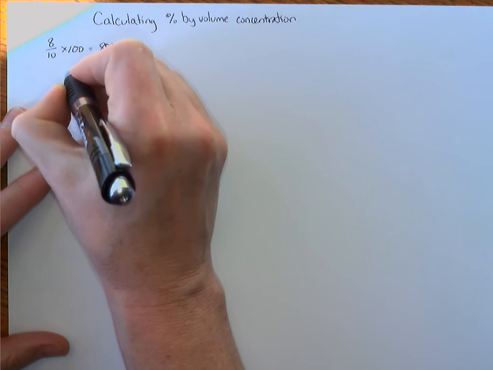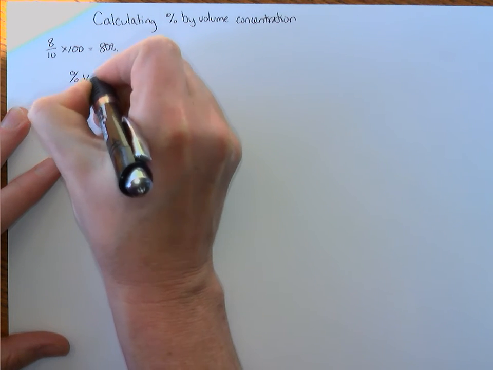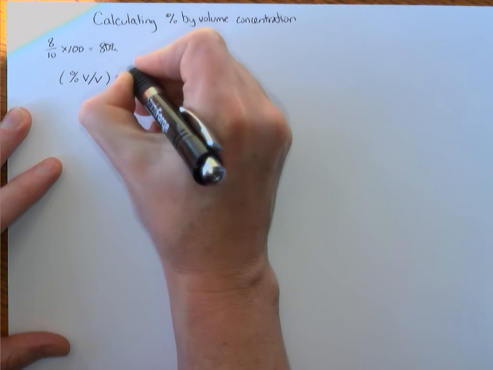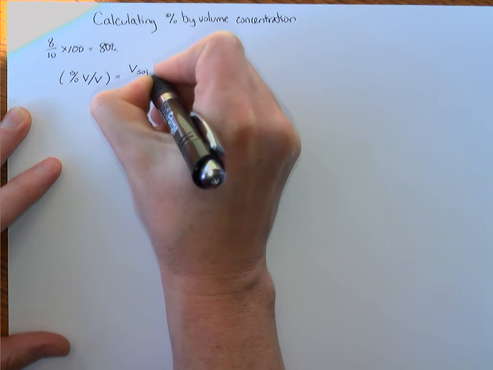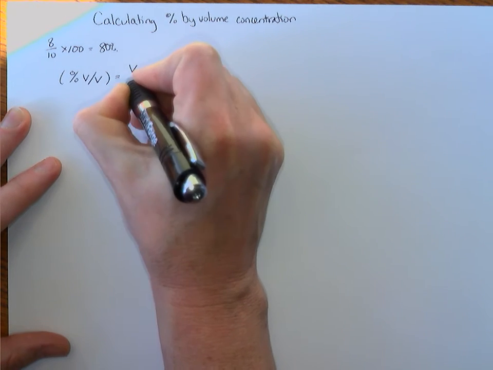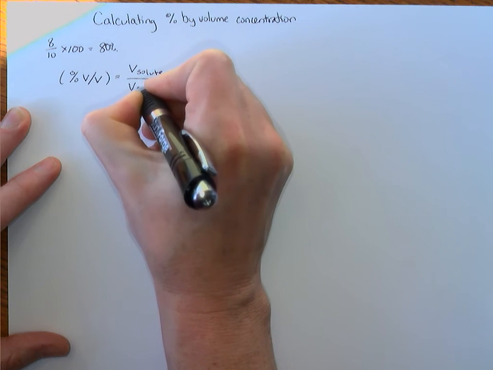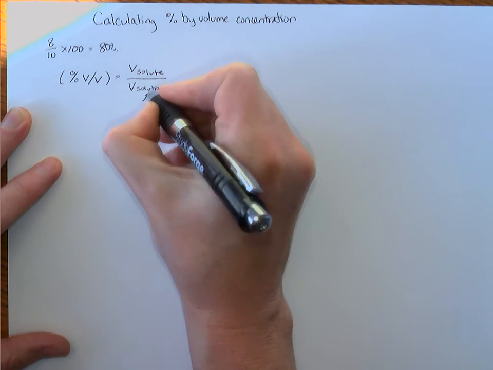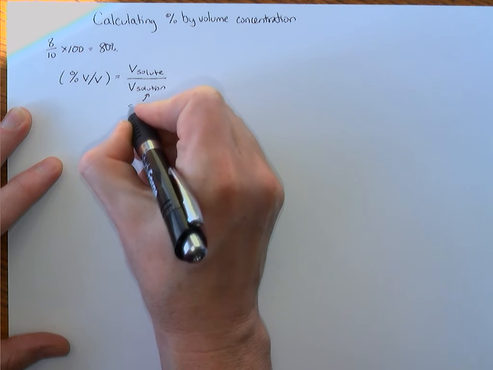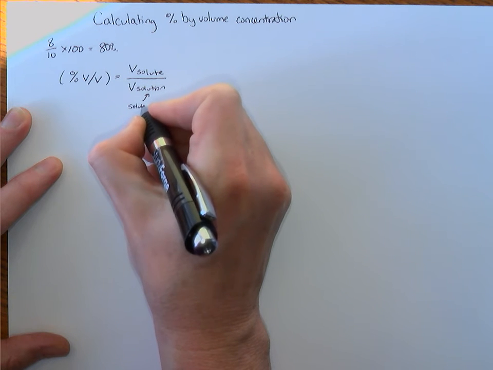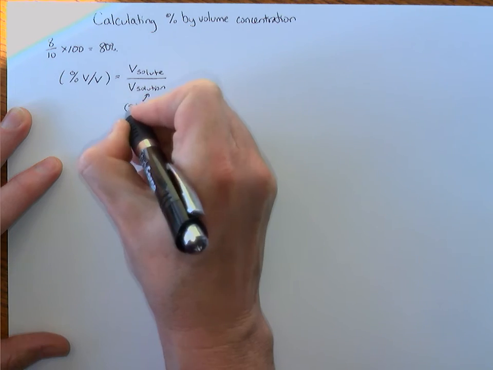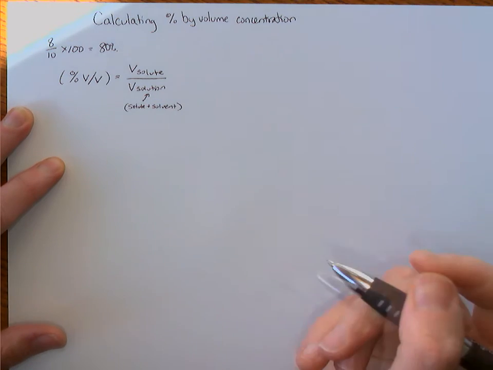So our percent volume looks like this, and it's the volume of the solute divided by the volume of the solution. And the solution, remember, you have to watch out, it's going to contain the volume of the solute plus the solvent. So don't forget to add them together if they happen to be separate.